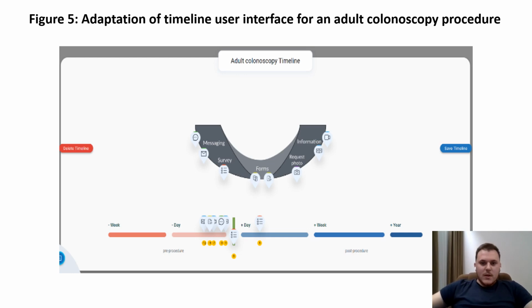And in this slide you can see our timeline with filled items. This figure showcases specialized adaptations of the Touchpoint health timeline for the adult colonoscopy procedure, which diverges from the previous depiction focused on hip replacement. This adaptation emphasizes the critical processes of data collection and input pertaining to this particular medical procedure.